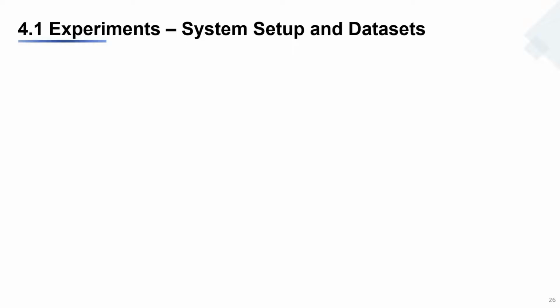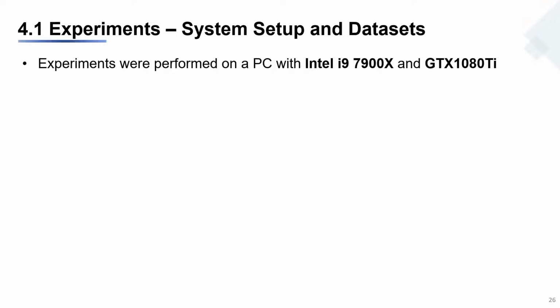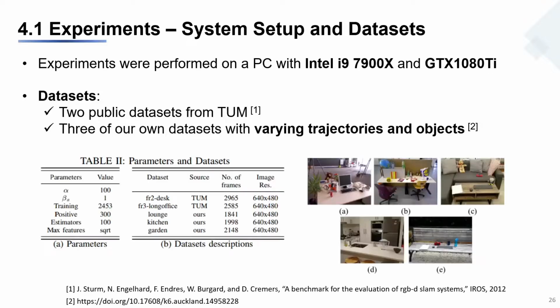Now moving on to experiments. All our experiments were performed on a PC with an Intel i9 and a GTX 1080 GPU. For our experiments, we have used two public datasets from TUM, and three of our own datasets with varying trajectories and objects.